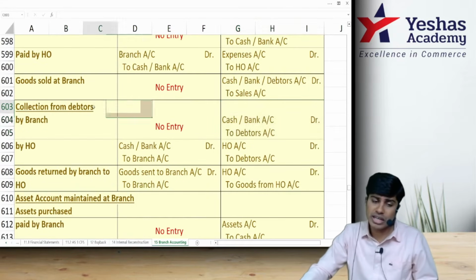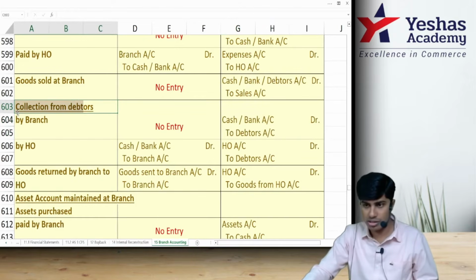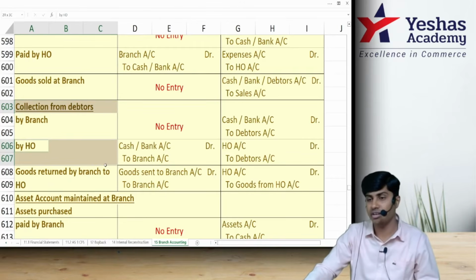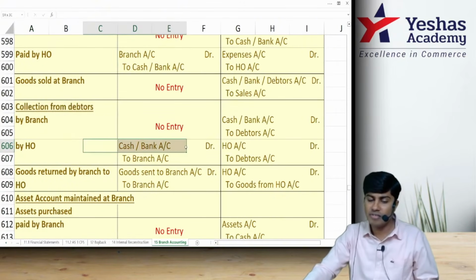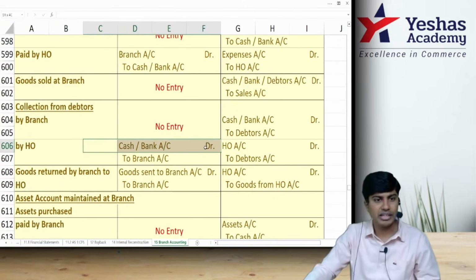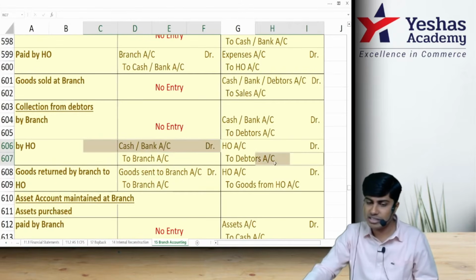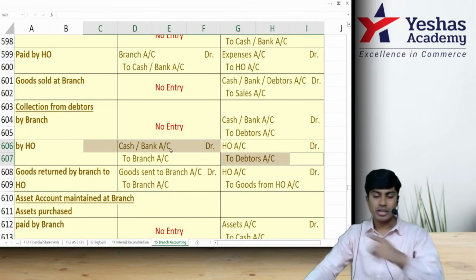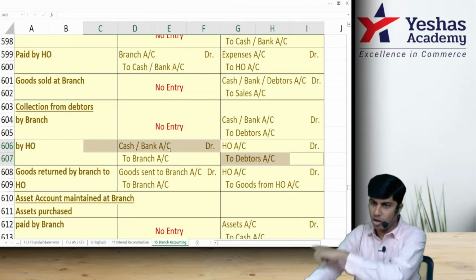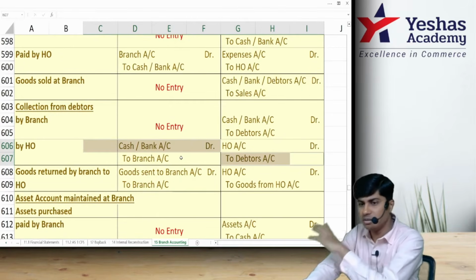However, if the goods are sold by the branch to the customers and these credit customers, debtors, pay money to head office straight away, then what will happen? Head office has received money, so head office will debit cash. Branch debtors have decreased, so branch will credit debtors. So the cash account is debited in head office books, and the debtors account is credited in branch books.